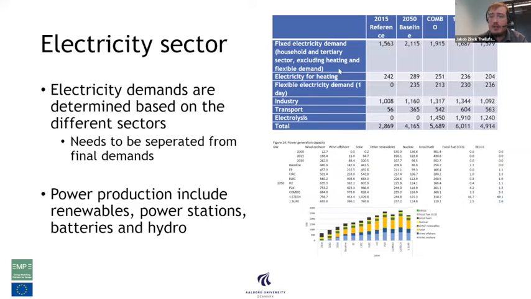So in these cases, we have that, and then we subdivide it into electricity for industry, transport, electrolysis in these scenarios, and some for flexible electricity demand. So we get a total electricity demand for all the scenarios that we can then put into EnergyPlan as a model. And then power production.